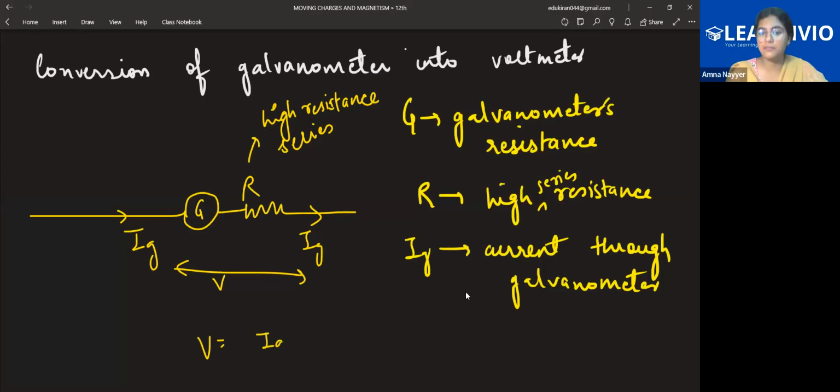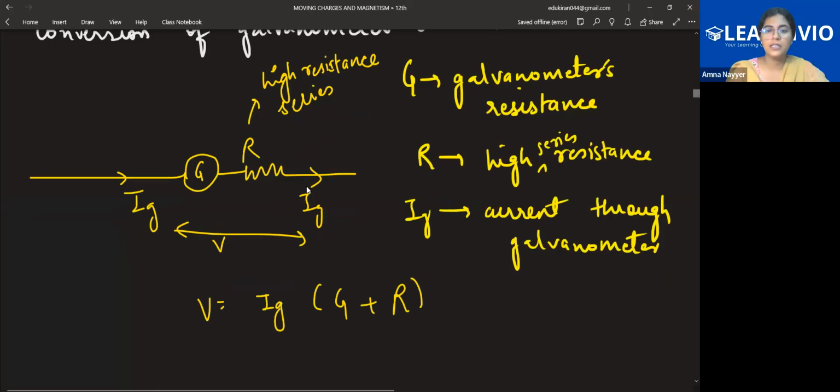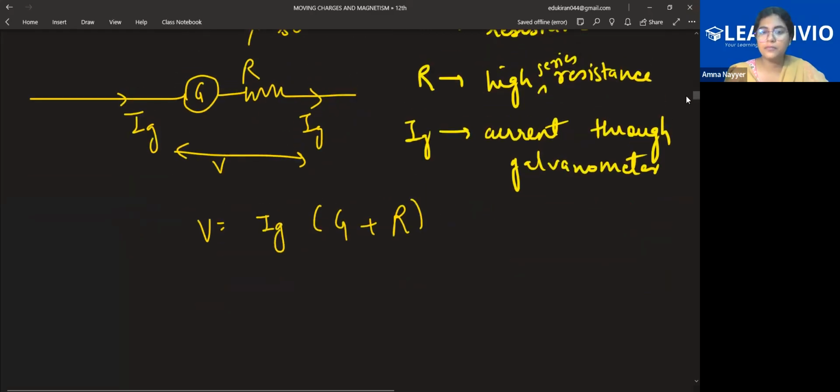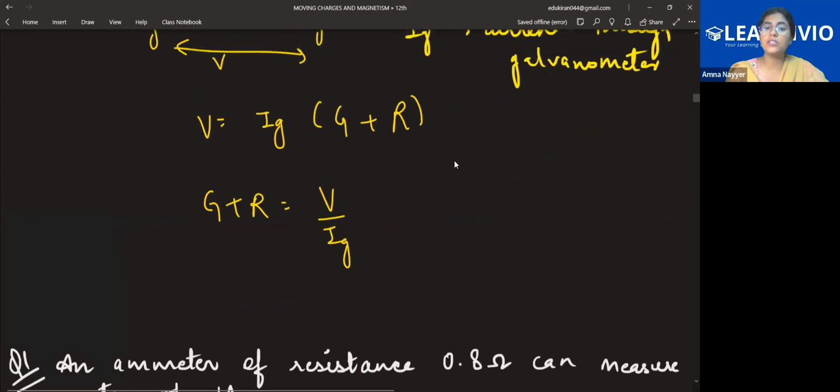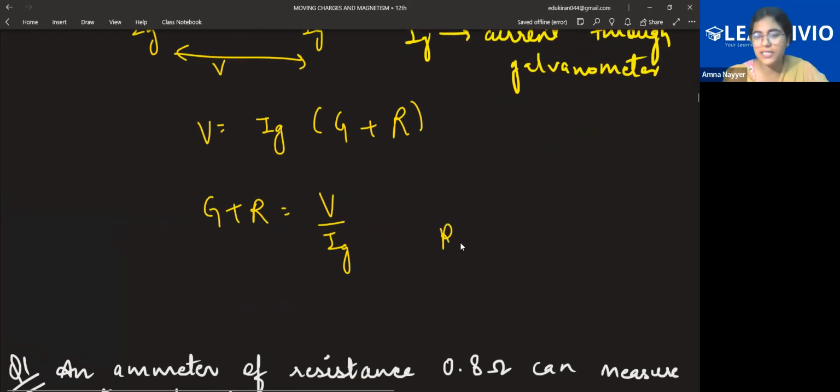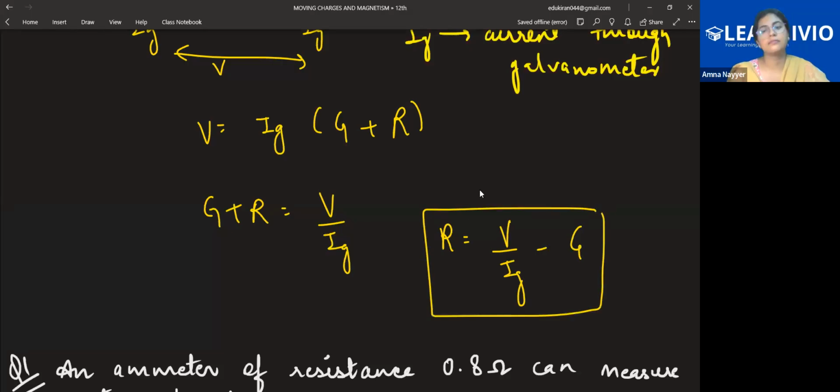Now what is the resistance? G plus R. So G plus R is equal to V divided by Ig. What is the value of this resistance? Because when you know the value of the resistance, only then are you able to calculate anything. So this is V by Ig minus G, that's it.